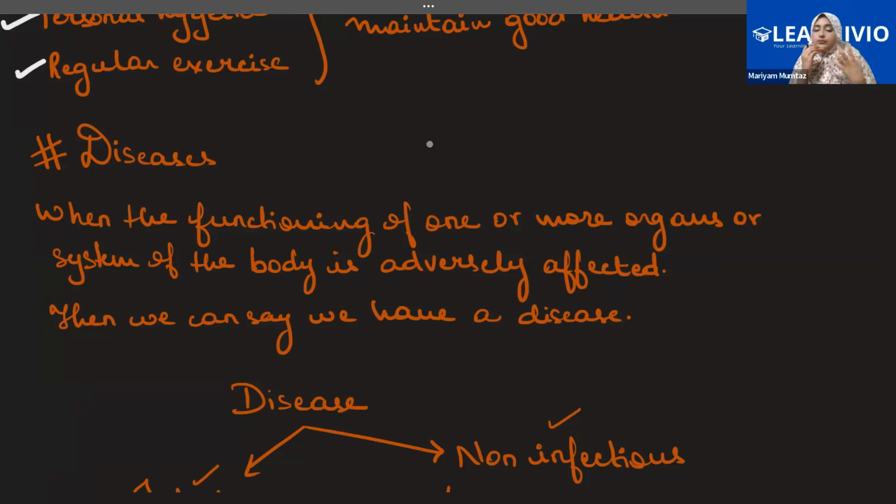Now, the disease does not necessarily mean the whole entire body is infected. For example, there are so many diseases that are respiratory disorders, right? So they only affect the respiratory system. Will they affect the digestive system? No. Will they affect the excretory system? No. So a disease can affect one organ or more organs or a whole system also. So that is what disease is. Then we can say that we have a disease.